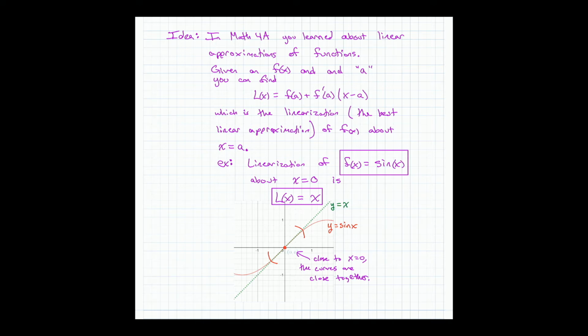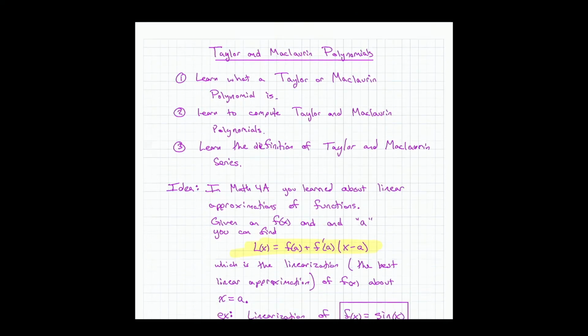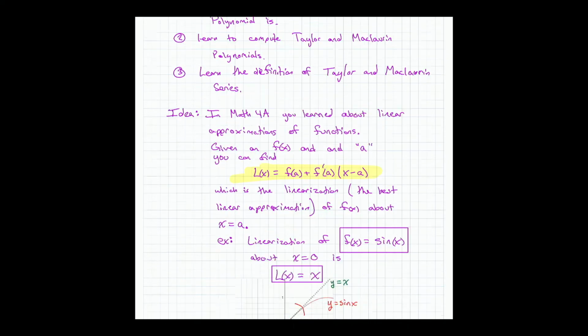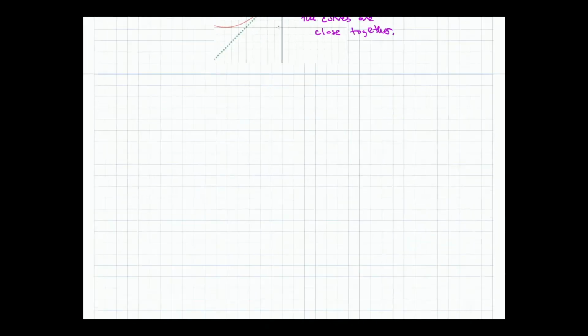So what we want to do is extend this idea to functions that are maybe not linear, right? Like here's a linearization, but what can we do? A second degree, third degree, fourth degree? Extend that to higher degree polynomials? And the answer is yes, we can. And that is what we're going to call Taylor polynomials. All right, so let's get started here.